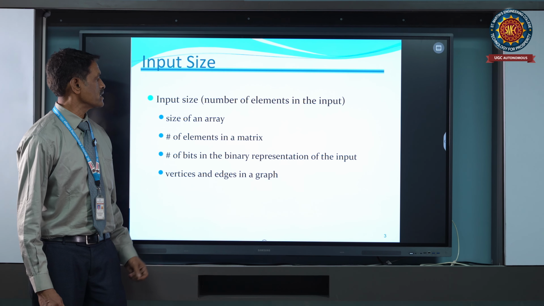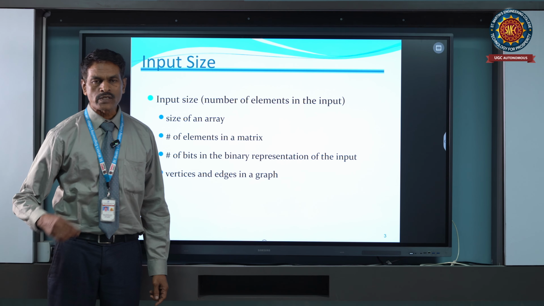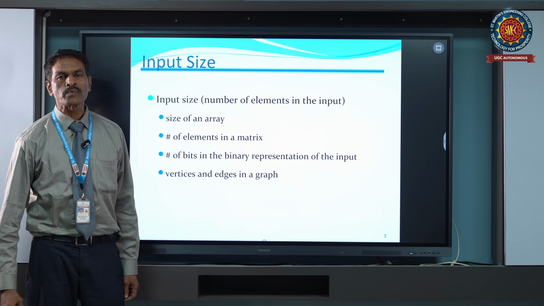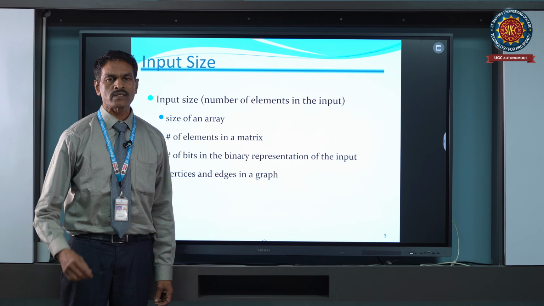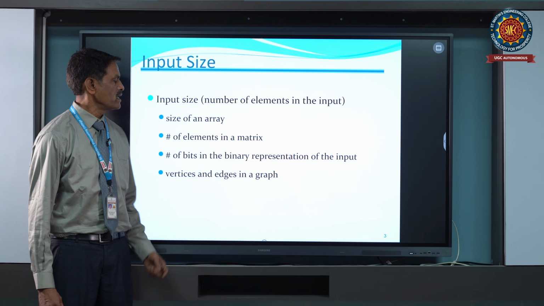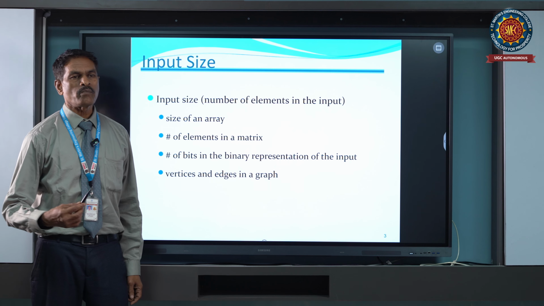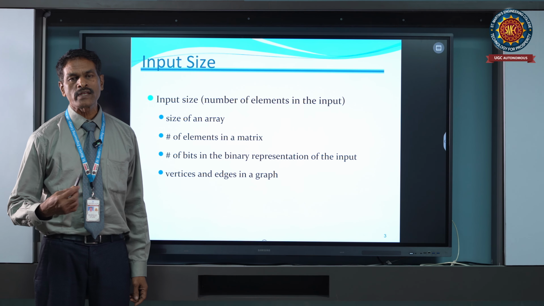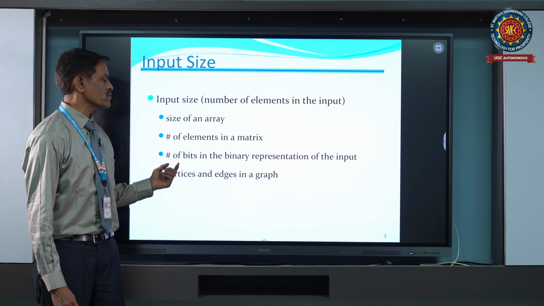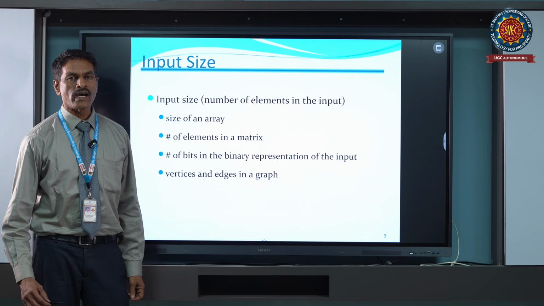In a programming language, we use an array. It may be a 2-dimensional, 3-dimensional, or n-dimensional array, and for that representation, we ask how much time it will take. We use asymptotic notation for that. Next is the number of elements in a matrix. A square matrix has a certain number of elements, and we use this notation for that representation. Next is the number of bits in the binary representation of the input.